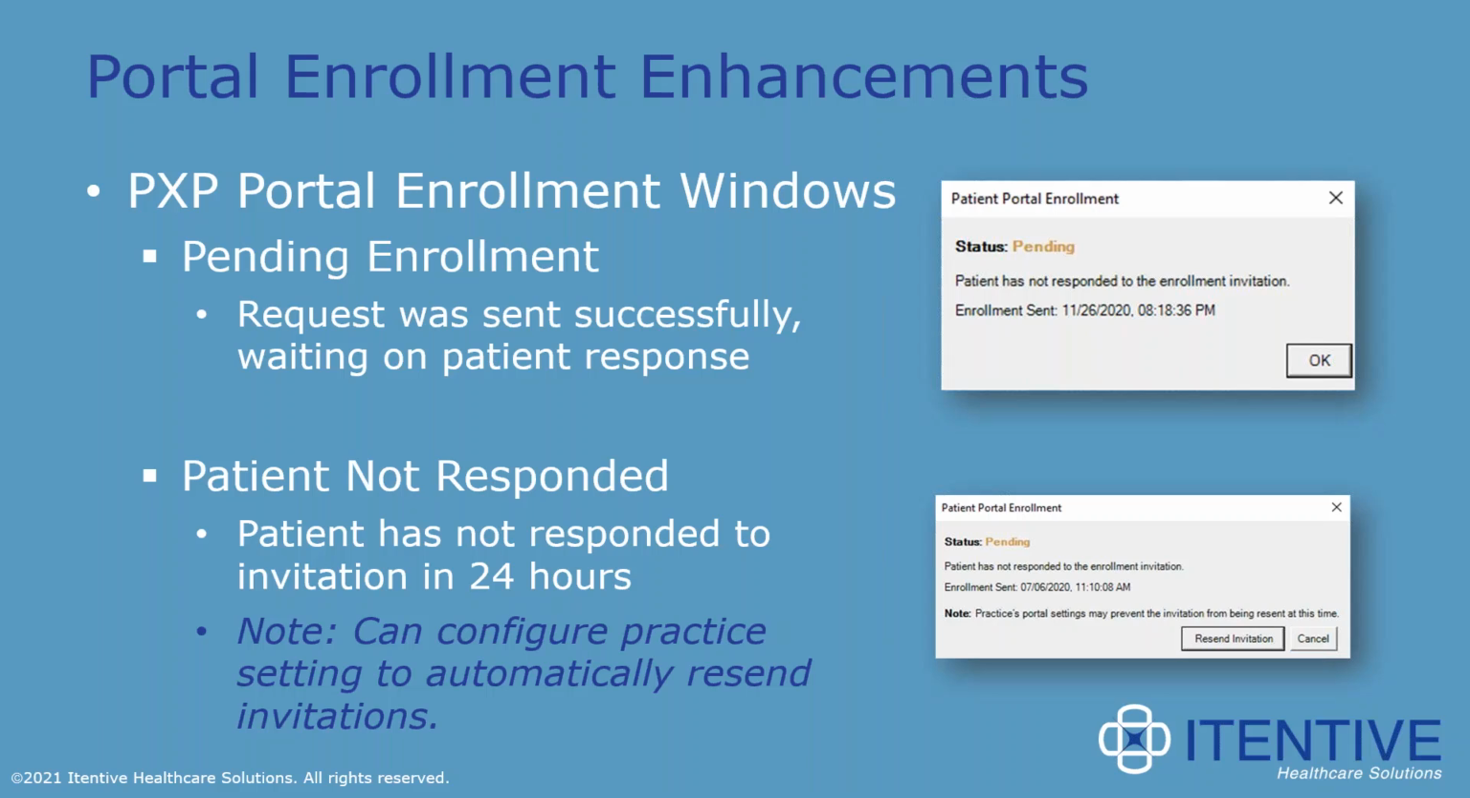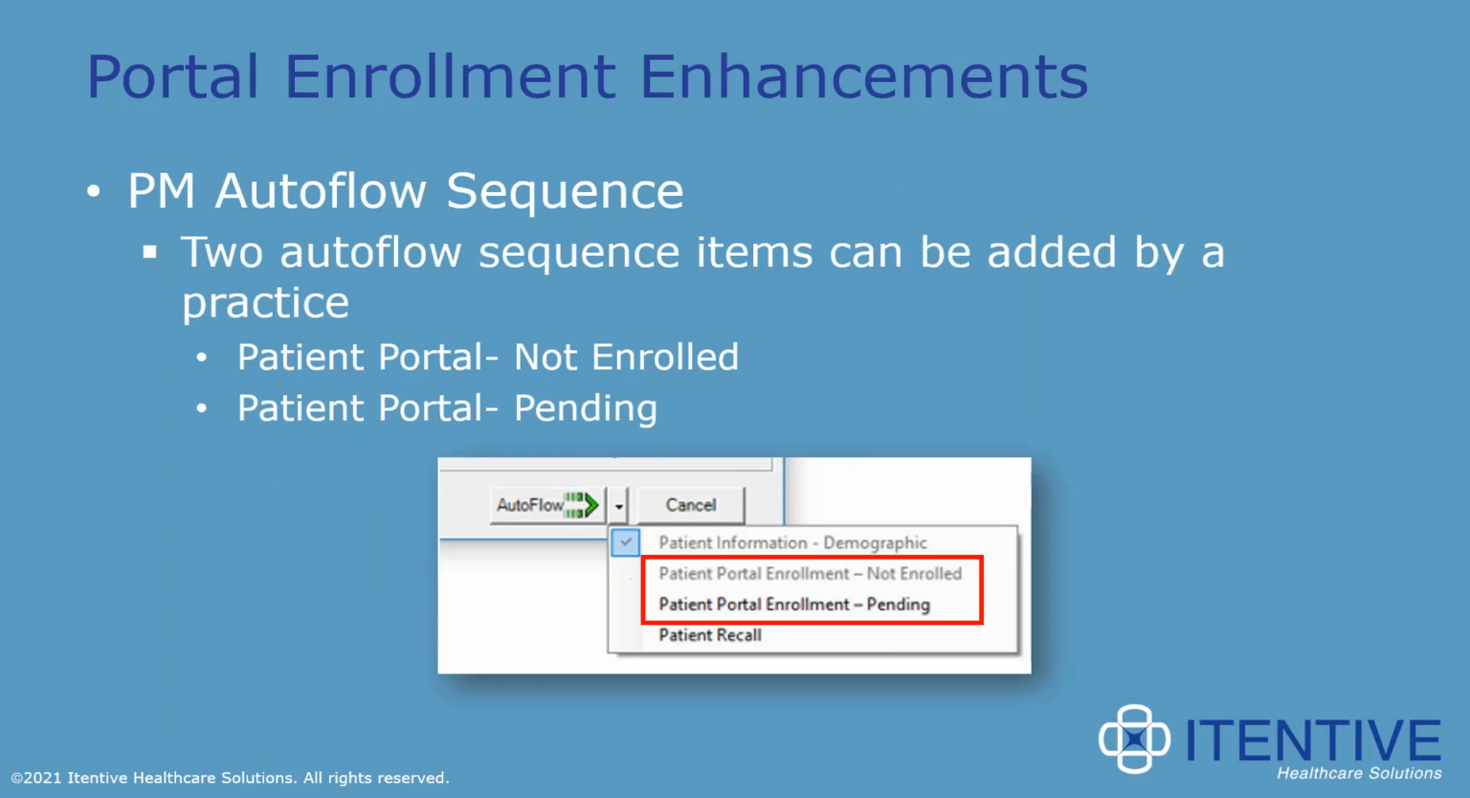Finally, if the patient does not respond to an enrollment invitation after 24 hours, the user will be given the opportunity to manually resend that invitation. Another option for a practice is to automate the resending of those invitations after a specified number of days, which is extremely handy. And then the final option for enrollment is to add 2 new autoflow sequence items for patient portal enrollment, one for not enrolled and one for that pending status. These windows will either prompt the user to enroll the patient or view their pending enrollment details.